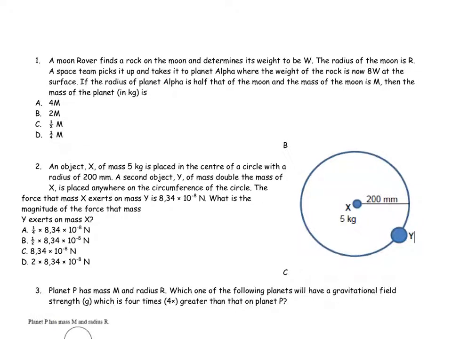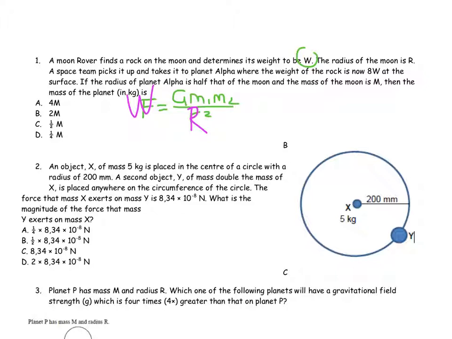If a moon rover finds a rock on the moon and determines its weight to be W, so force is equal to G, mass 1, mass 2 over r squared. But if we're talking about weight, weight is the force that anything is attracted to a planet with. The radius of the moon is r, so we'll put a capital R in there.